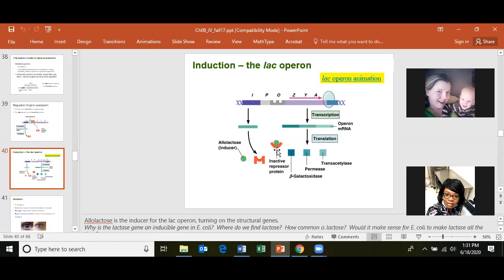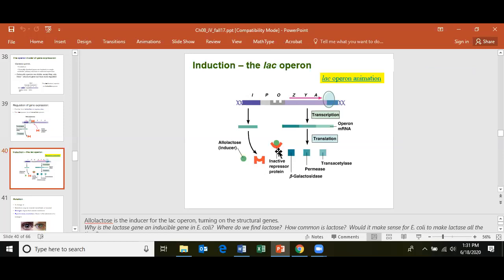What happens to the inactive protein in the cytoplasm? It doesn't bind to the operator. However, every once in a while, the allolactose will fall off of the complex here, and so that will make active protein. And if there isn't allolactose around, it won't bind to the active protein, so it'll bind to the operator.